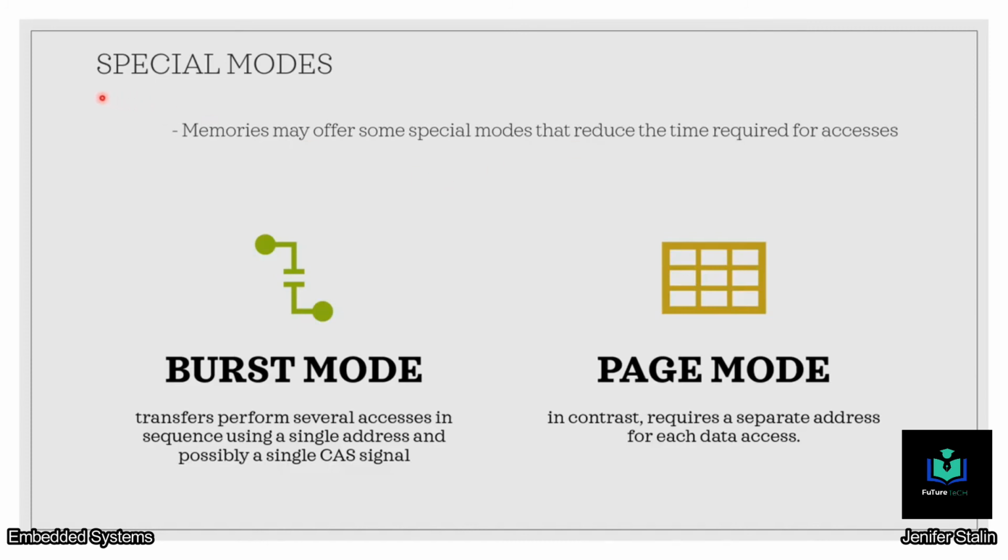DRAM operates under two special modes. They are burst mode as well as the page mode. Burst mode performs several accesses in sequence using a single address, and possibly a single CAS is used. So a single column address is used. The page mode, in contrast, requires a separate address for each data access. So in burst mode you are using the address for all the columns at the same time. Under the page mode, only one address can be accessed at a time.